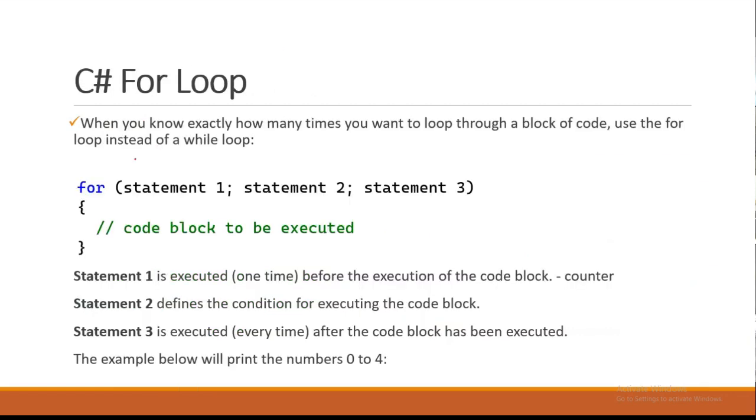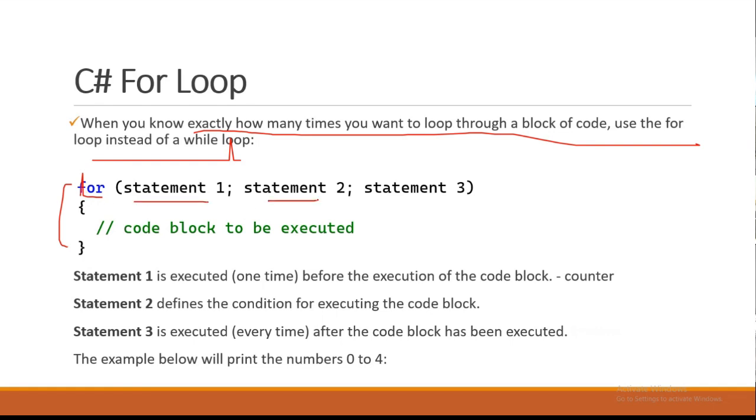And the for loop is also something we are going to use in our applications. When you know exactly how many times you want to loop through a block of code, use a for loop instead of the while loop. Here is how we can use it in C#. It starts with the for keyword, in lowercase letters, of course, then statement 1, statement 2, and statement 3. Between them we have a semicolon.